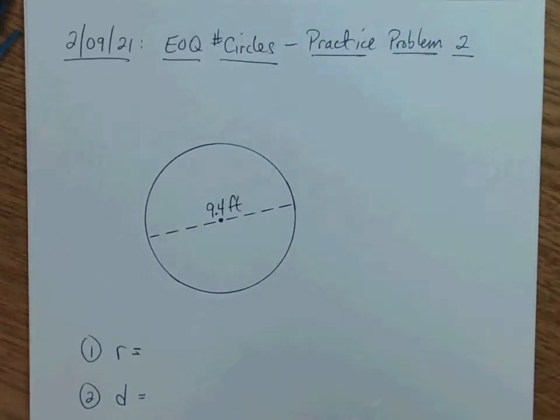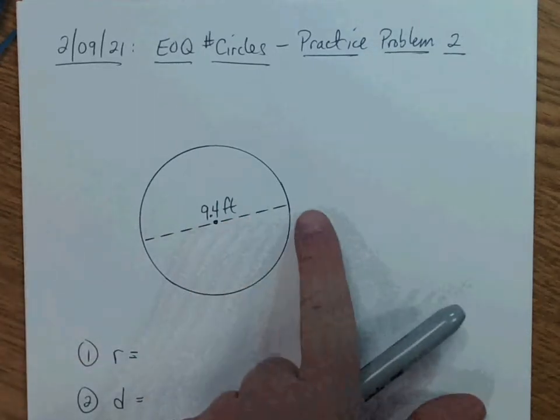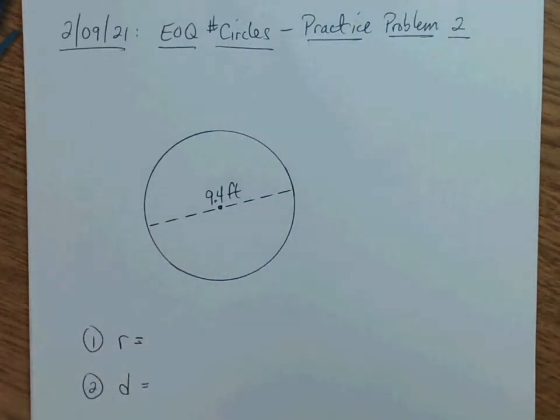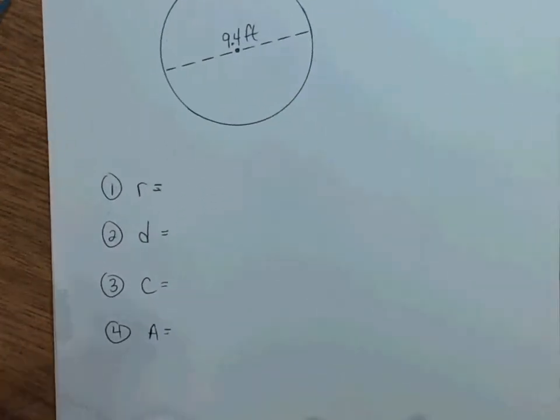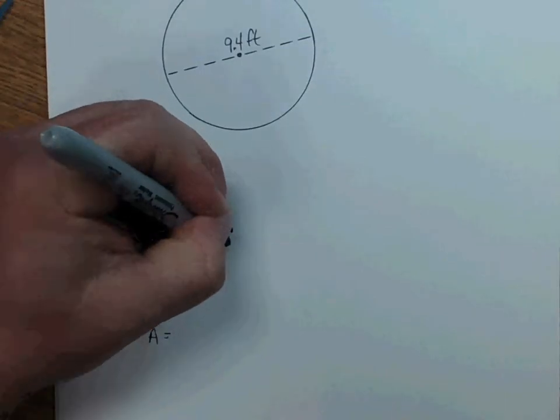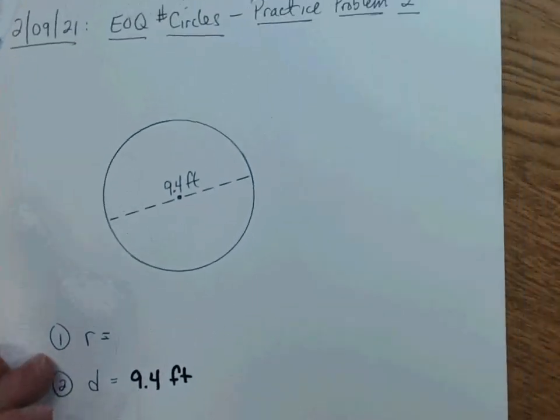February 9th, practice problem 2 for the circle standard. This time, we're given a circle, and because the line goes all the way across through the center, they've given us the diameter. So when I come down here to fill this in, I can immediately fill in 9.4 feet for my diameter.